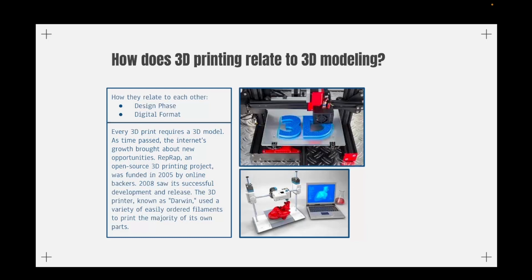RepRap, an open source 3D printing project, was funded in 2005 by online backers. 2008 saw successful development and release. The 3D printer known as Darwin used a variety of easily ordered filaments to print the majority of its own parts. Here's an example of a 3D printed heart.